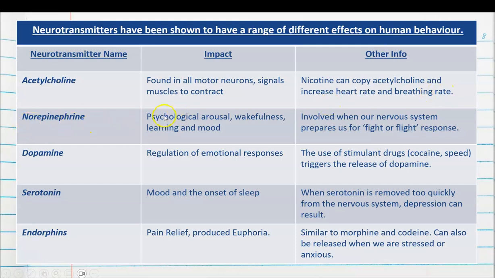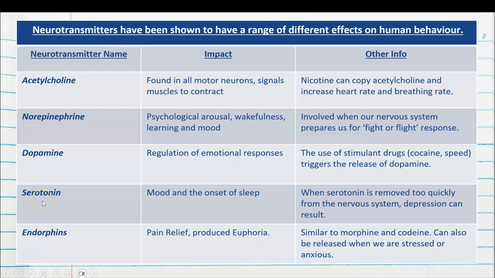We have norepinephrine, whose impact is psychological arousal, making us feel awake, allowing us to learn effectively, and also influencing our mood. This is involved when our nervous system prepares us for the flight or fight response, as well as adrenaline, obviously. Then we have dopamine, which is the regulation of our emotional responses. The use of stimulants like cocaine and speed, so illicit stimulants, triggers the release of dopamine, hence why they are seen as very addictive substances, because the release of dopamine feels good to us as human beings.